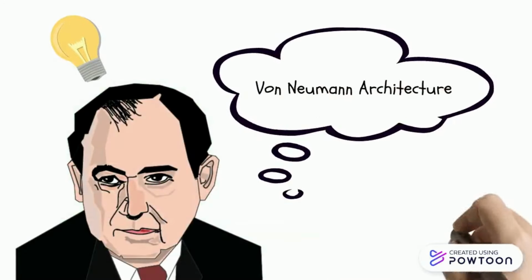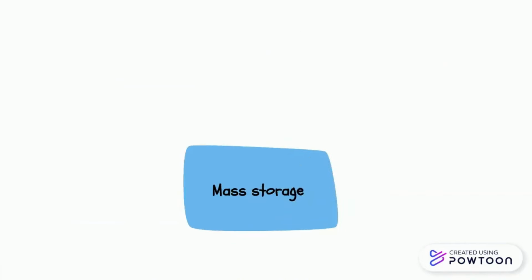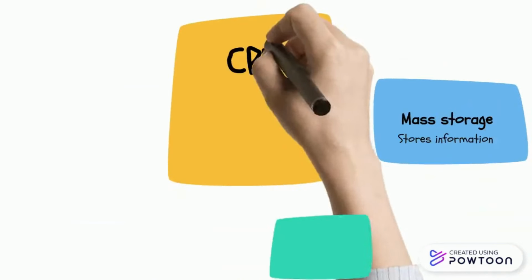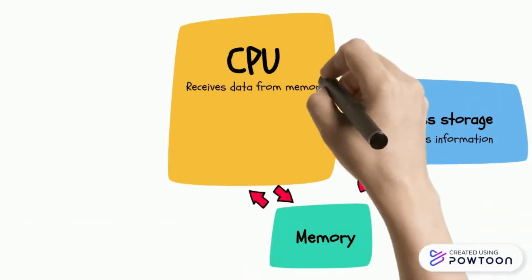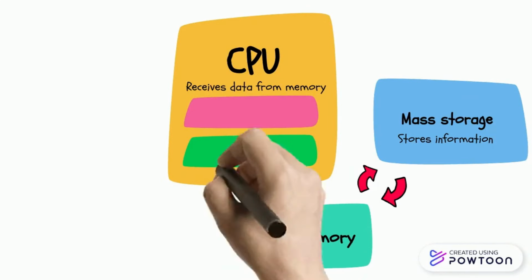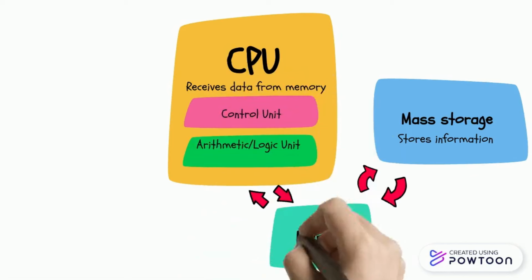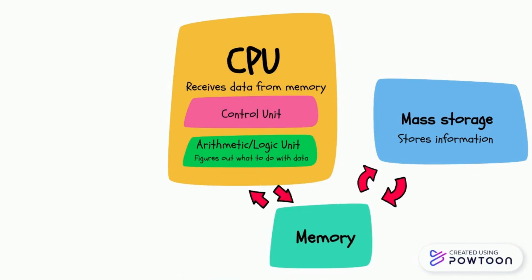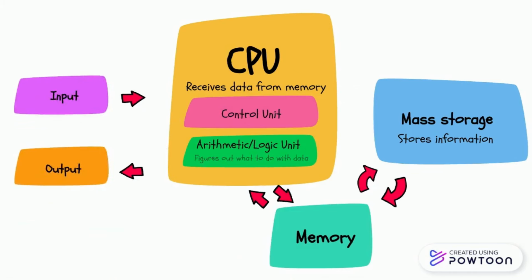So he came up with the von Neumann architecture, which comprises the mass storage unit that stores all the information, a CPU that gets data from the memory system and then passes that through to the control unit and the arithmetic logic unit, which figures out what to do with the information and then does it. Input-output devices handle data entry and output.